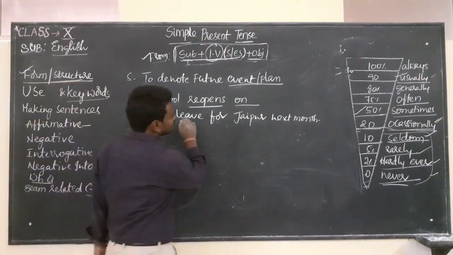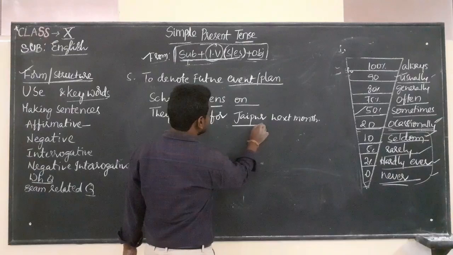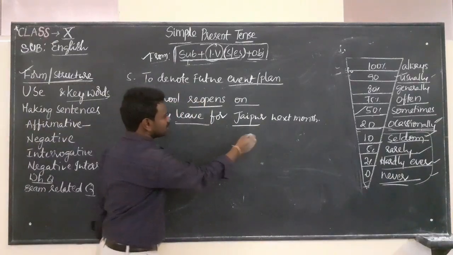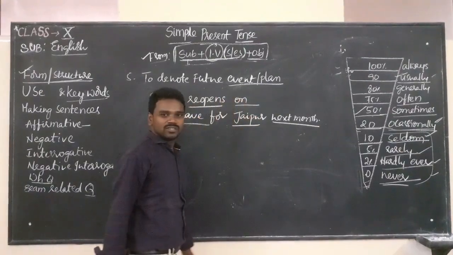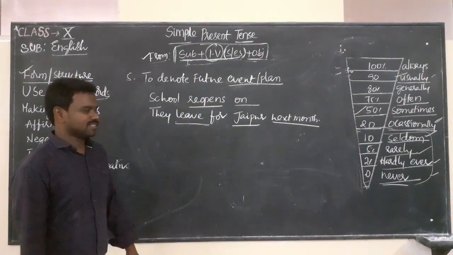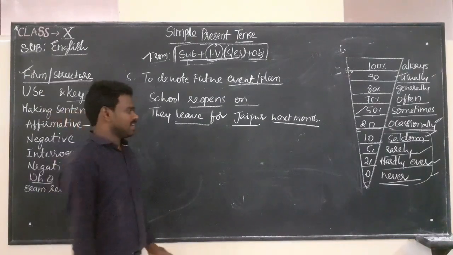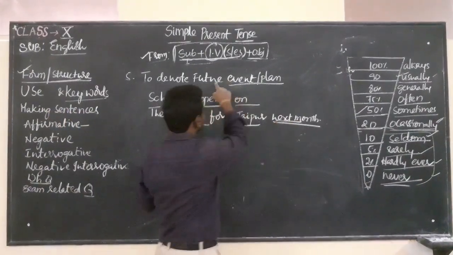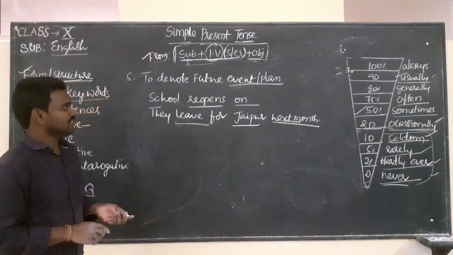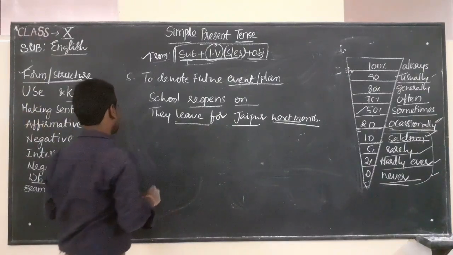They leave for Jaipur next month. Next month they are going to leave from here to Jaipur. So it's already a planned future event. So when we talk about a future event and plan, we use simple present tense.